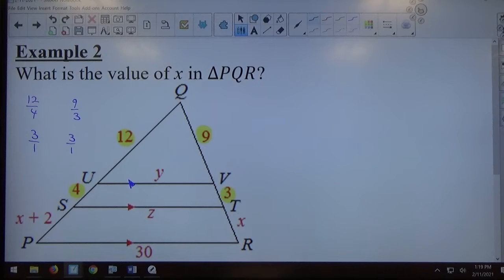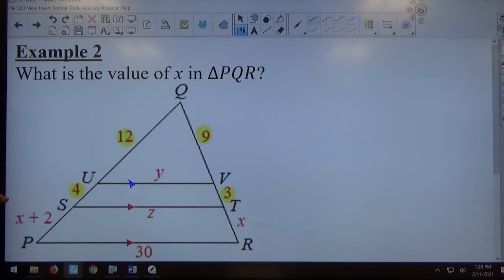So keep in mind the side splitter theorem goes both ways. If you have the parallel lines, you get the proportion. If the proportions create equal fractions, then you have parallel lines. All right, so I just want to bring that to your attention in case you had a problem happening like that in homework. It doesn't specifically happen in what we're supposed to do in this problem.